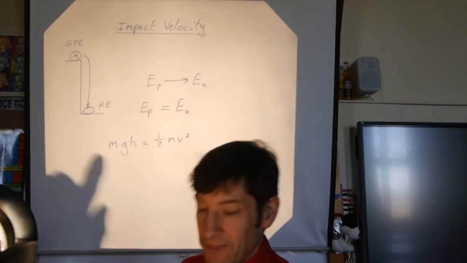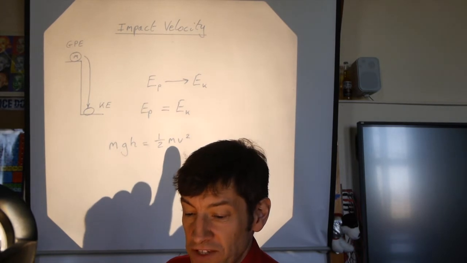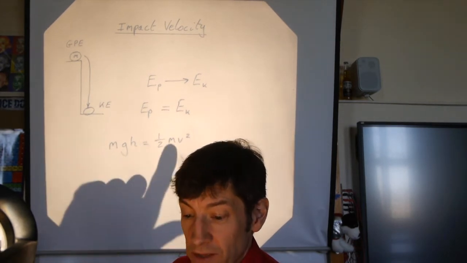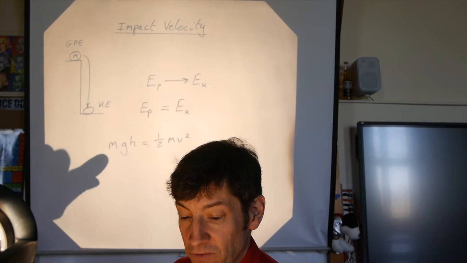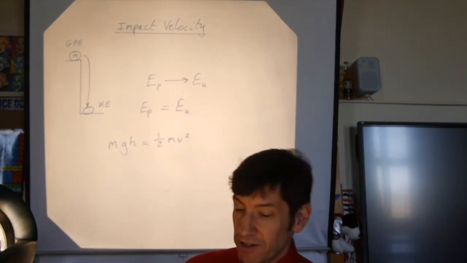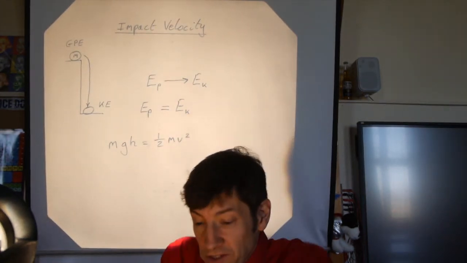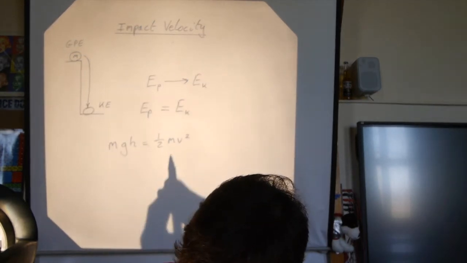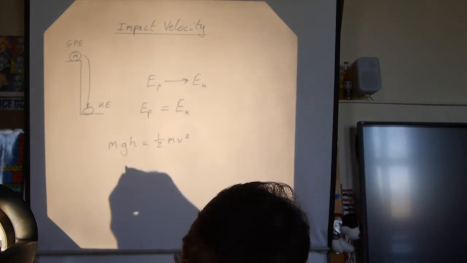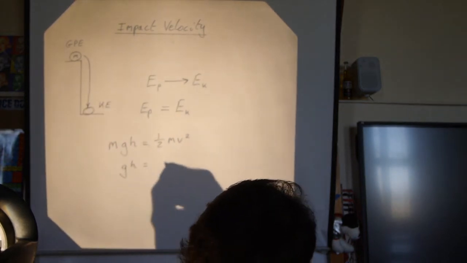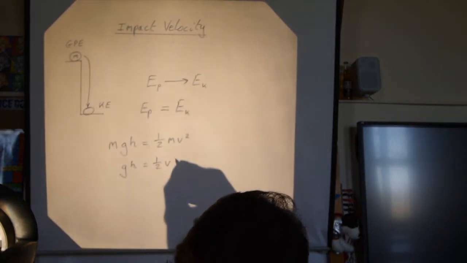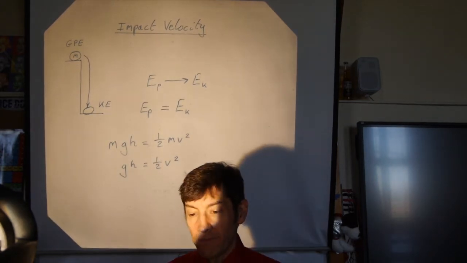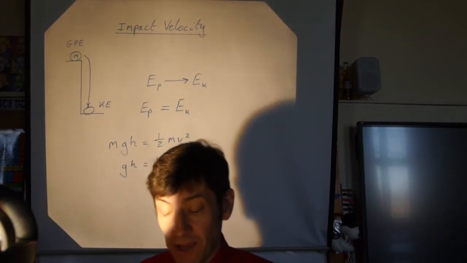I don't like saying the m's cancel, but if we move this m, which is the same mass, to this side of the equation, we get m divided by m, and they become the number 1, so they're gone. So, divide this by m, and we get gh equals a half v squared. Okay, so what's spine chilling about that, you might say?